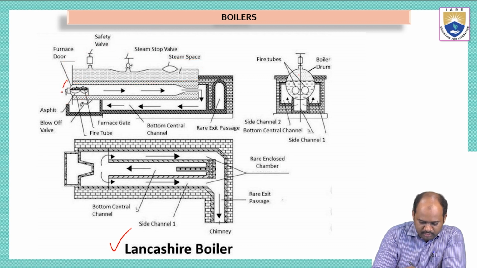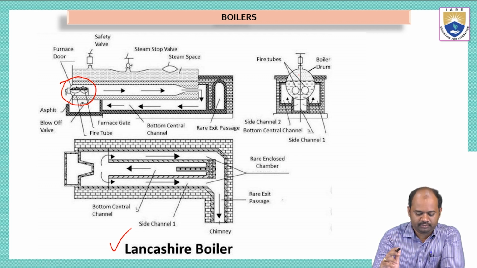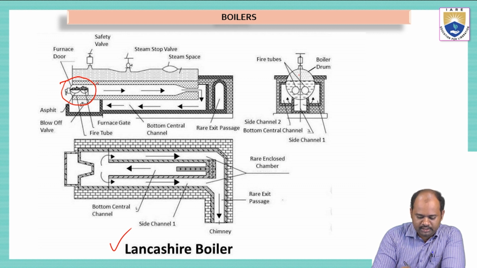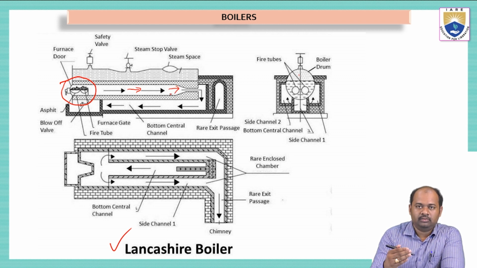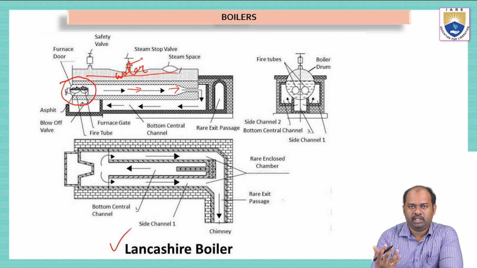So we'll see the working. First, at this place, the combustion of the coal is done, where the hot gases will be emitted. Now these hot gases will flow in this direction. We have arrow marks. In this direction, the hot gases will flow. While flowing, they will boil the water in the tank above. So this is water. So the boiling of the water will take place.